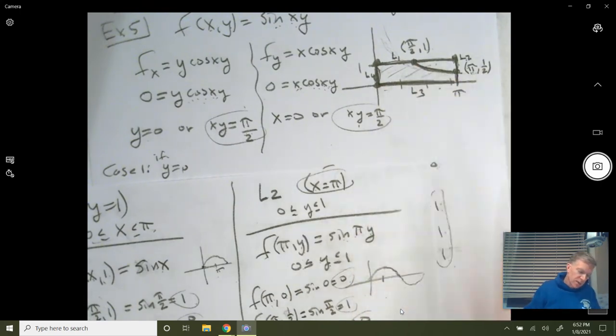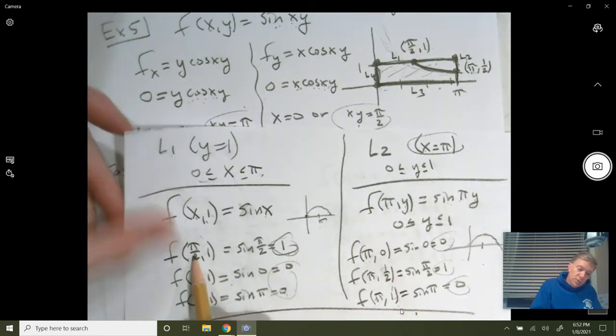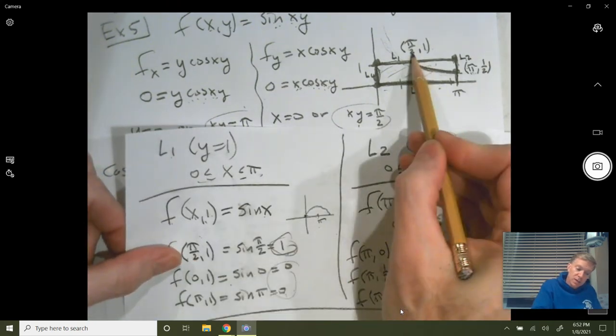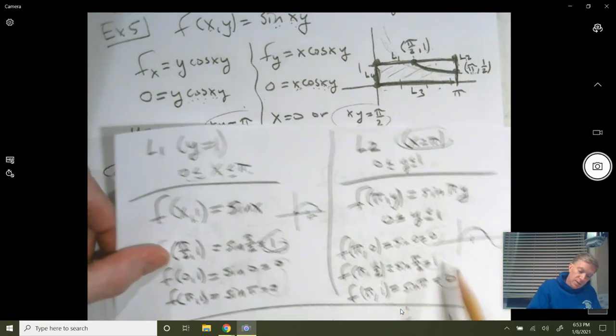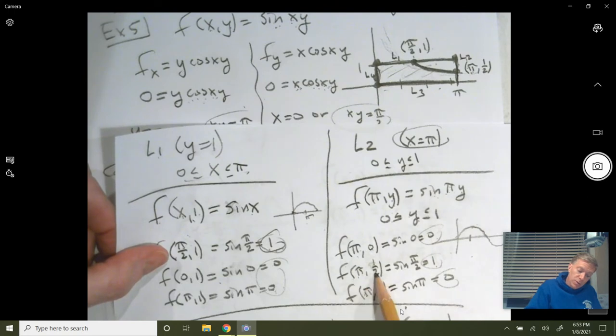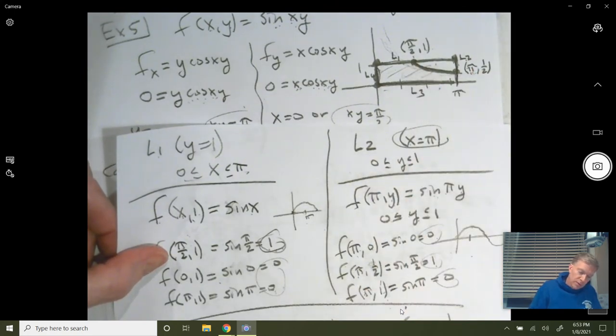Let's just double check. Let's find everywhere where we found a 1. 1 is (pi over 2, 1). Okay, that's covered if we talk about this curve here. Where else? Here. (Pi, 1 over 2). That's covered if we look at this curve. We don't have anything there.